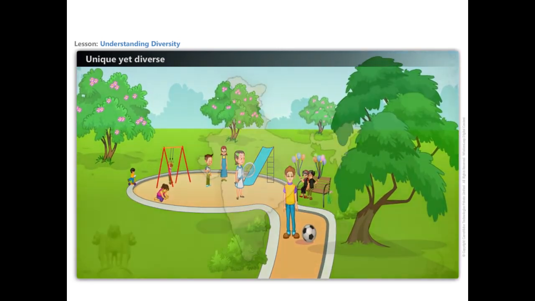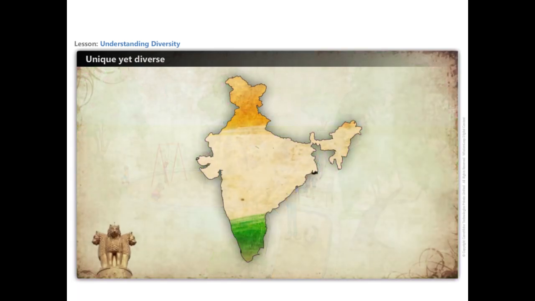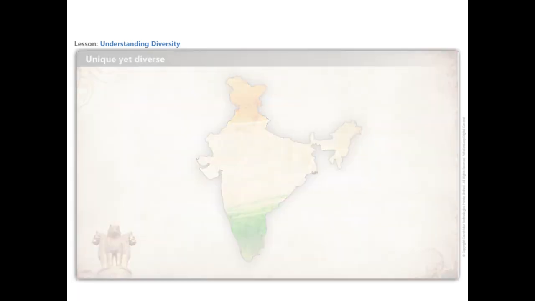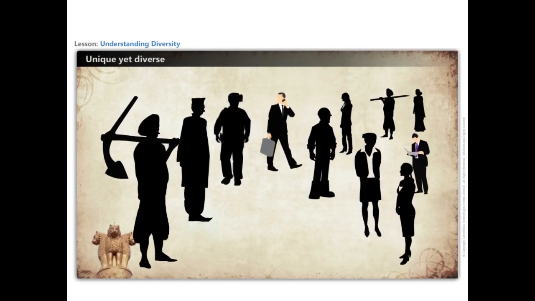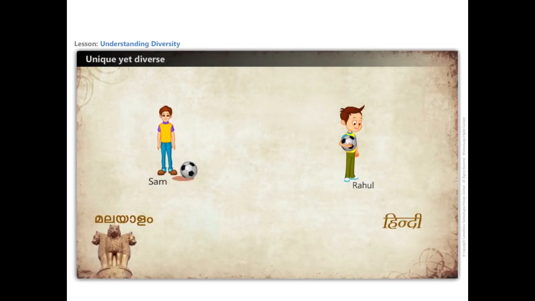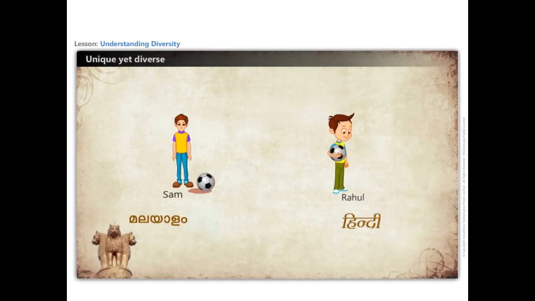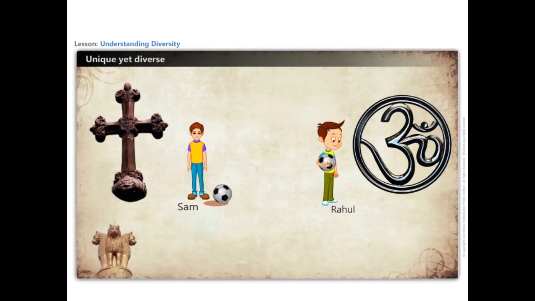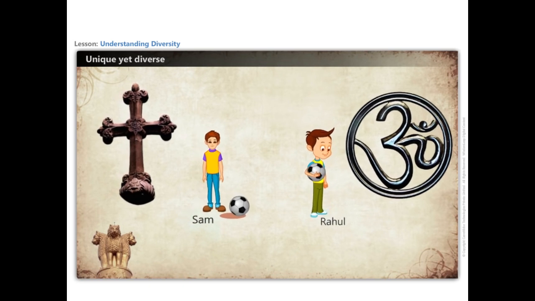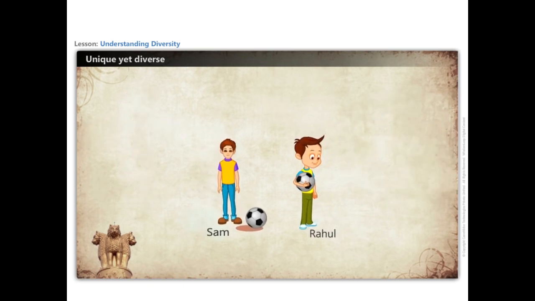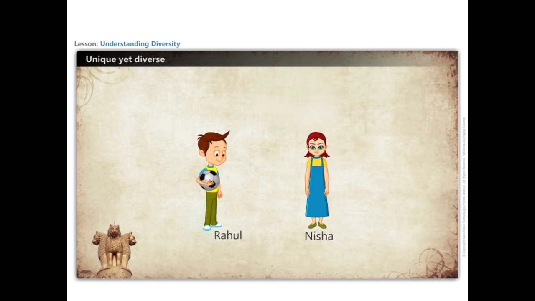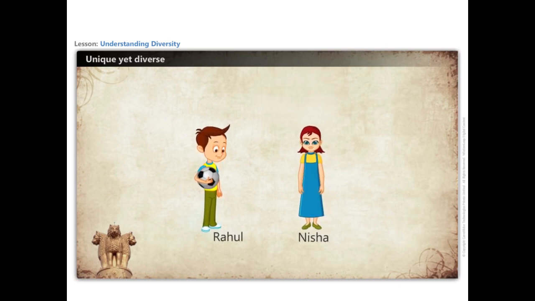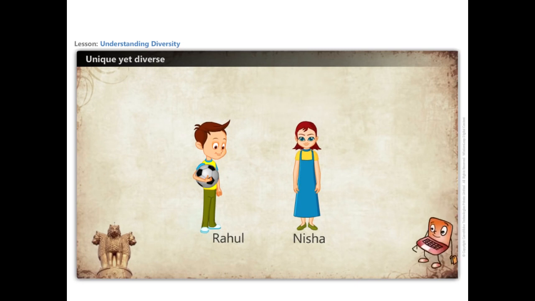The same is true if you look around in your neighborhood or extend this thought to the whole country or world. Each individual is unique and yet different from each other. Like Rahul and Sam speak different languages. They have different religions, like Sam is a Christian and Rahul is a Hindu. Now, Rahul and Nisha are also different on another aspect, which is outside the answers we got.